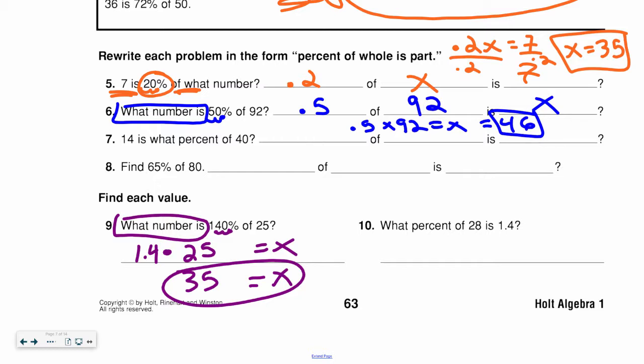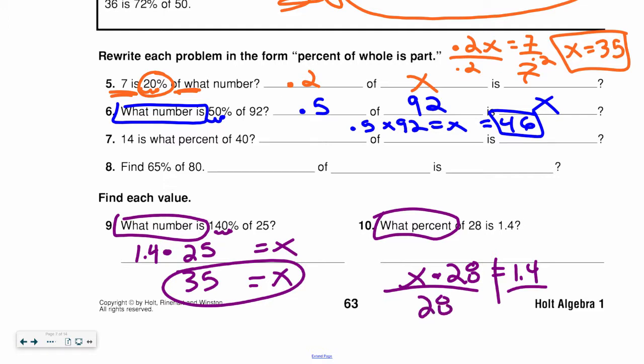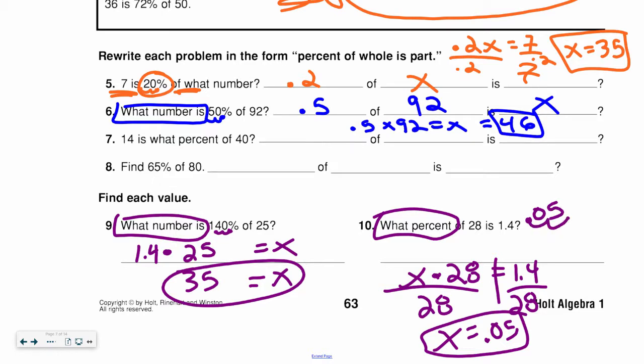In this case, for 10, what percent? So I don't know my percentage. So that's my x times of 28 is 1.4. So now I'm solving an equation. I'm multiplying, so I divide. Okay? So I do 1.4 divided by 28. I get x equals 0.05. Now, 0.05 is not a percentage. So I have to move that. So 0.05, I move the decimal place the other way. So that becomes 5%. Okay? So those are two different ways of solving percentages. You can do one or the other.